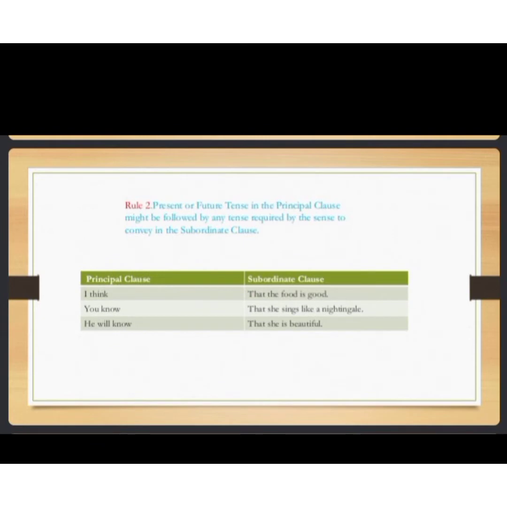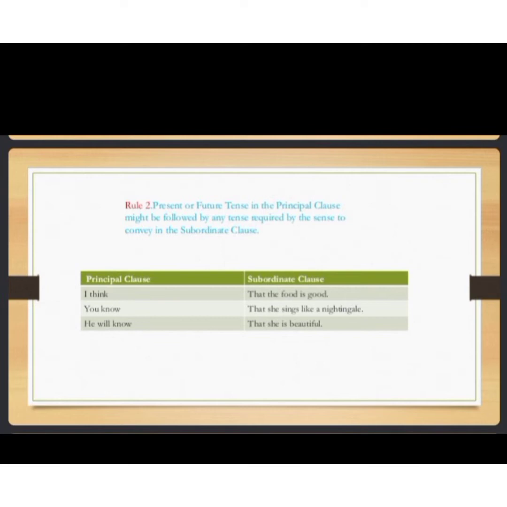See, the next rule, present or future tense in the principal clause. That means if the principal clause is in present or future tense, it might be followed by any tense required by the sense to convey in the subordinate clause. That means the subordinate clause can be present or future. Okay, both are accepted. You have to see the requirement. If the principal clause is in present or future tense, you can choose any of the tenses.